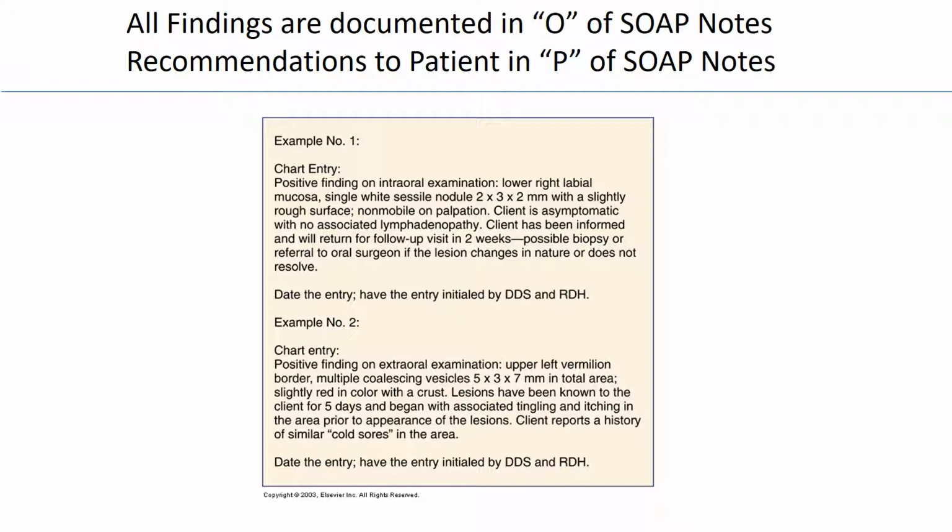Okay, so here is some documentation in the SOAP notes of a biopsy that was done. So make sure that you know how to word it and what is all necessary in there, okay? Positive findings on intraoral examination, they list the location, what it looked like, the size, how it felt. It was non-mobile on palpation. Clinically asymptomatic, so they aren't showing any signs, with no associated lymphadenopathy. Client has been informed and will return for follow-up in 2 weeks. Possible biopsy or referral to oral surgeon if the lesion does not change in nature or does not resolve. Okay? And then you would have another note at the next visit, right?